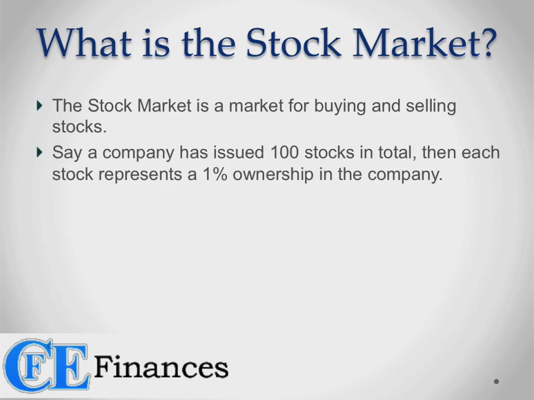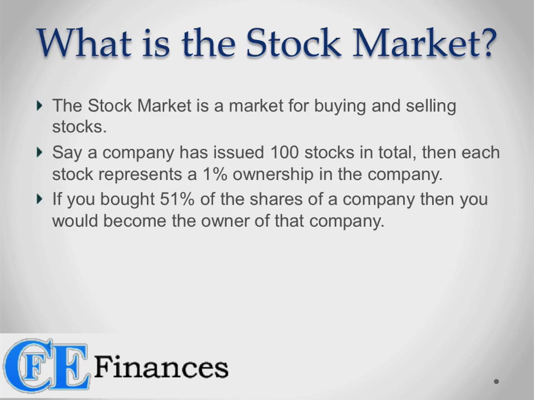Say a company has issued 100 stocks in total. Then each stock represents a 1% ownership in the company. So if you bought 51% of the shares of a company, then you would become the owner of that company. Sometimes you hear about hostile takeovers, and that is when a company doesn't want to be bought by another company, but they don't have a choice because the other company just buys 51% of the shares and becomes the owner.